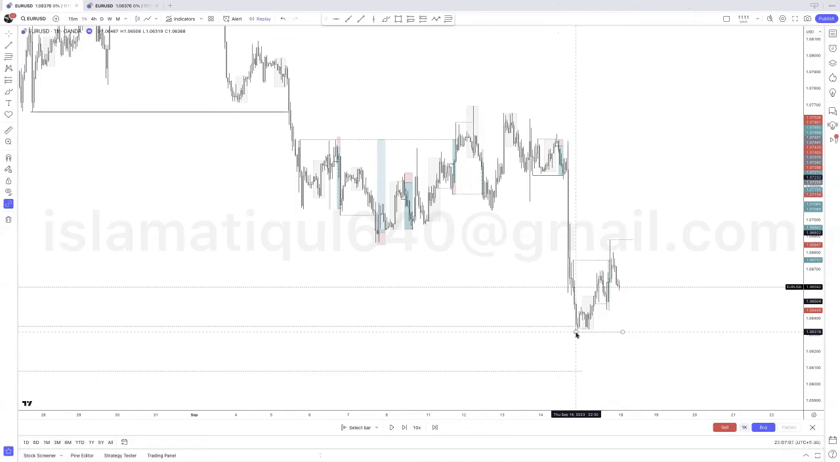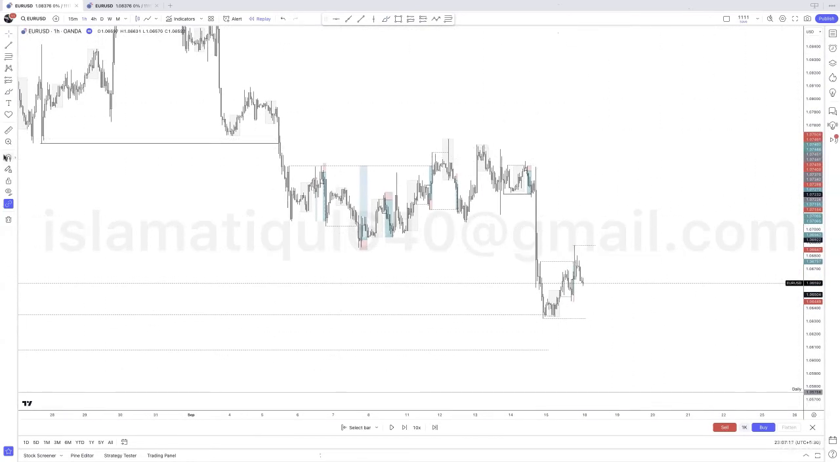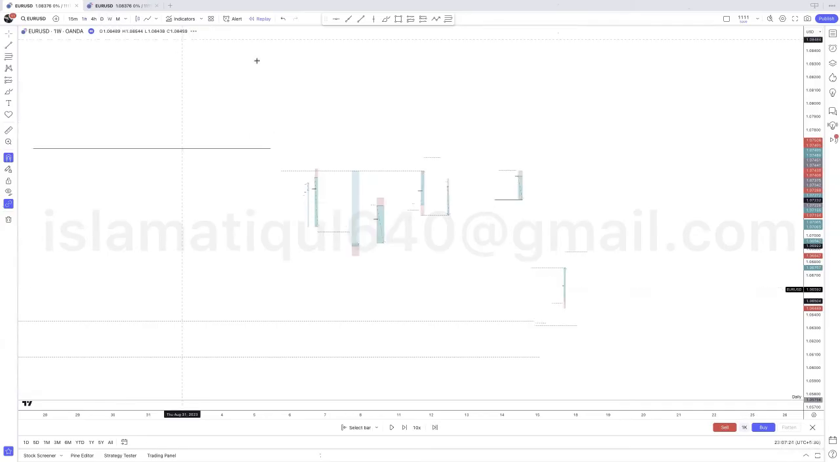A classic ICT week once again. And then on Friday, it runs inside of the range, like I said. So what was the range? From here to here, it runs inside of the range. That's it. See, it's a combination of SNR and SMC. When I say SMC, it's ICT stuff. I haven't learned SMC from anyone else, only from ICT. Okay, let's go to weekly.